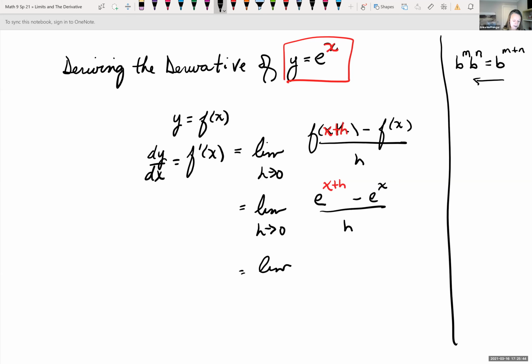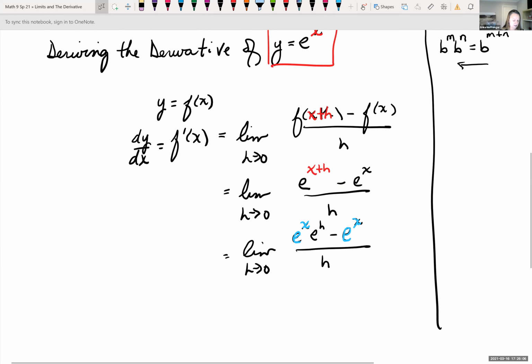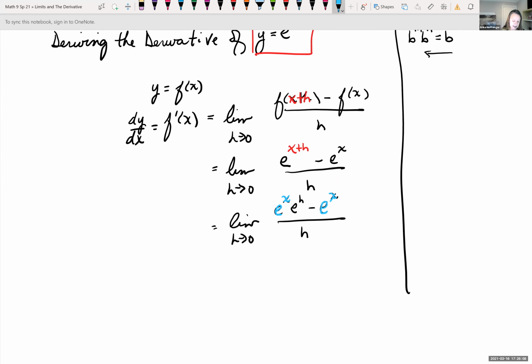Let's bring down the limit. We can rewrite e to the x plus h as e to the x all times e to the h minus e to the x all over h. And so notice here in the numerator, both terms have this e to the x function. And so we can factor that out. So let's factor out e to the x from the numerator. If I factor out e to the x in the numerator, I'm left with e to the h minus 1 all over h. And we need to bring down our limit because we haven't taken it yet.